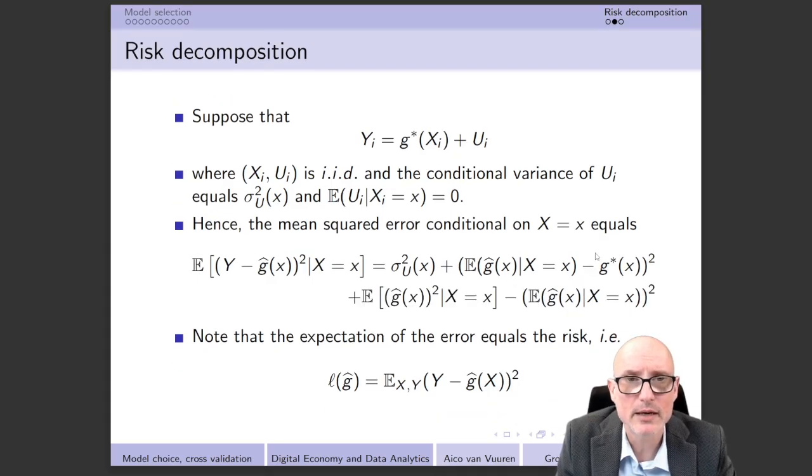Well, then we can also look at these two terms that we have over here. This is actually the second moment of our estimator minus the first moment squared. Also, that has a very special name.